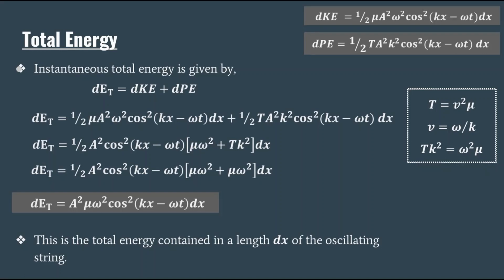Substituting it back to the expression for the total energy, it becomes 1/2 a² cos²(kx minus omega t) (mu omega² plus mu omega²) dx. And finally, we get total energy, that is dE total is equal to a² mu omega² cos²(kx minus omega t) dx. This is the total energy contained in a length dx of the oscillating string.